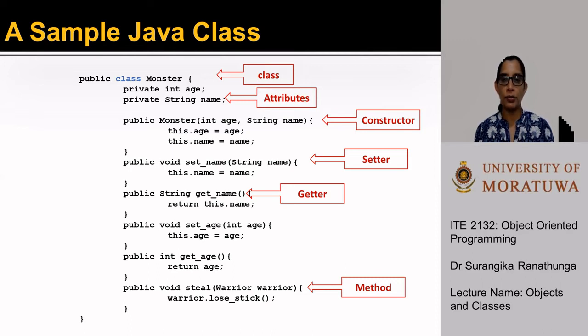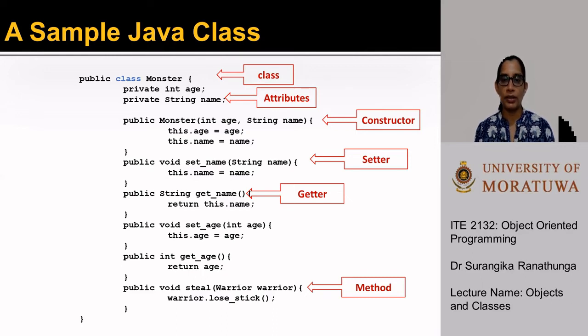And we have two types of special methods, setters and getters. A setter, as the name implies, sets the value of an attribute. For example, the set name method here will set the name of the monster. Similarly, a getter gets the value, that means it returns the value of an attribute. For example, here the get name method, which has a return type string, will return the name of this object. Remember, what it returns is the name that has been set for this particular object.